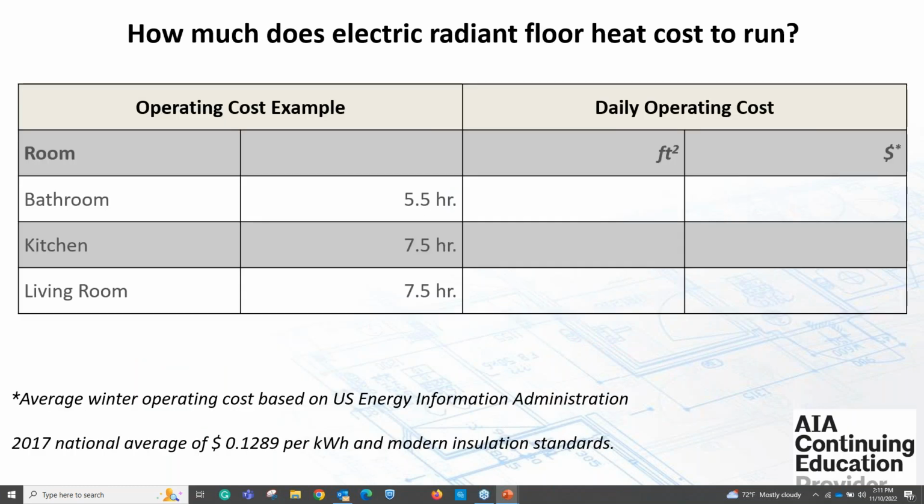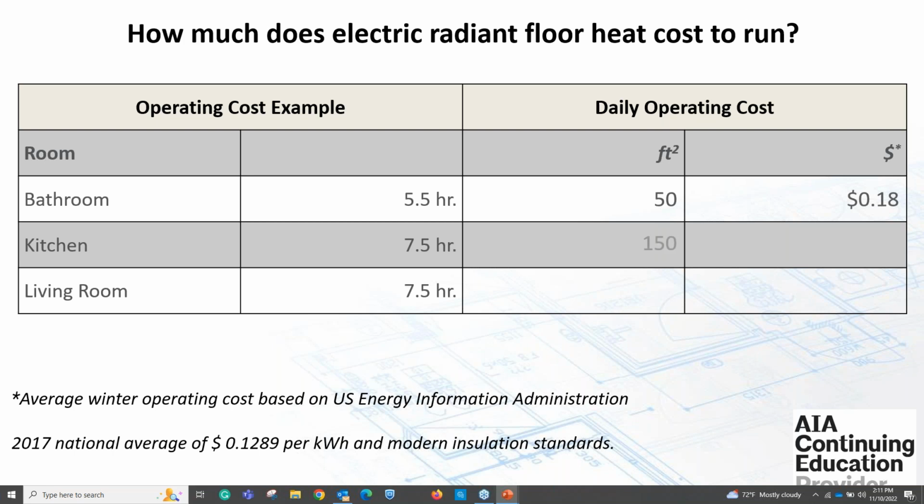So let's say you've heard a lot of people say it costs a lot to run electric radiant floor heating. It just runs too much. So here's a little example of what we're looking at. I'll calculate it out. That was a 2017 average, so you could probably double it, but I don't know where energy is today, but it's still cheaper than running a gas or oil furnace system. If you have, let's say, a 50 square foot bathroom and you run it 5.5 hours, it's 18 cents to run that for the day.